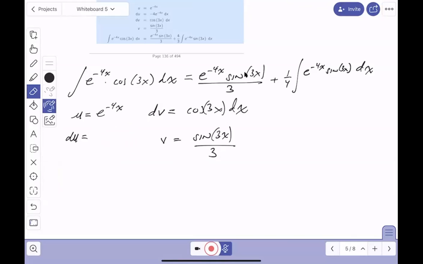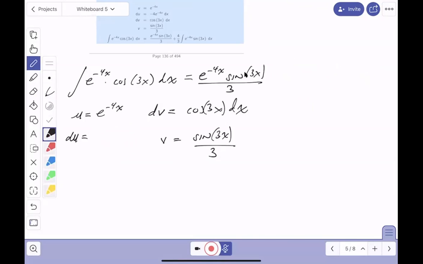This is incorrect. So that means this over here is incorrect. Sorry about that. I was daydreaming, and I did integration when I should have done a differentiation. So it's going to be minus 4 e to the minus 4x dx. Sorry about that. Let's put this down then. So minus minus is plus. That's going to be 4 e to the minus 4x dx. And then the v is going to be sine 3x over 3. I'll put that on the outside.